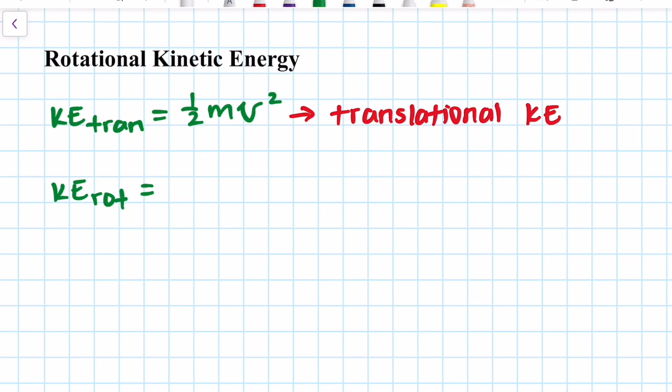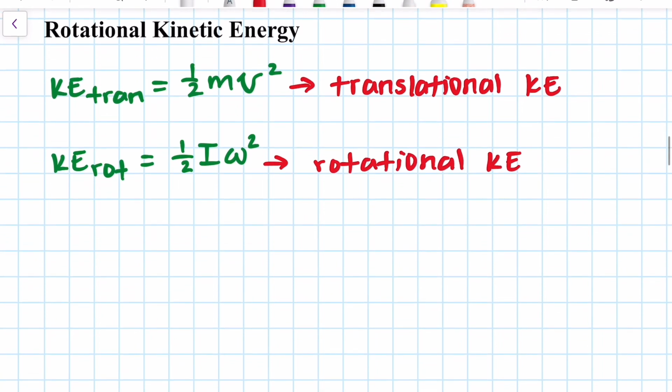The formula keeps the 1/2. The analogous quantity for mass, well, mass was related to inertia, and the analogous of inertia was moment of inertia. So we can say that the analogous quantity for mass when you have rotation is moment of inertia. And we define this with letter I. Okay? And the analogous quantity for velocity when you have rotation is angular velocity omega. 1/2 I omega squared. This is rotational kinetic energy.